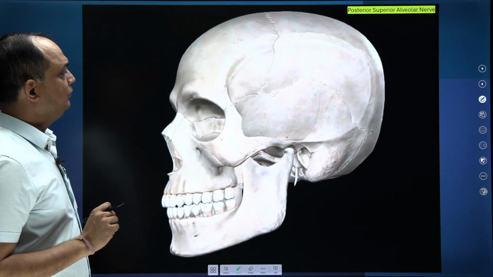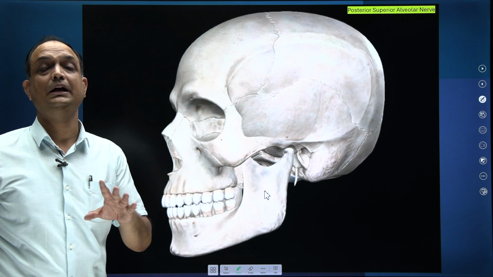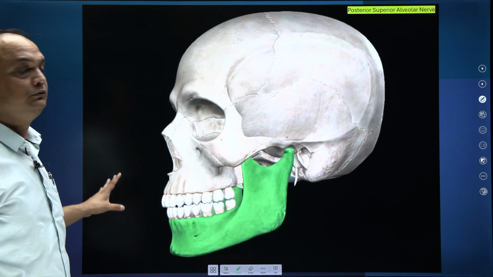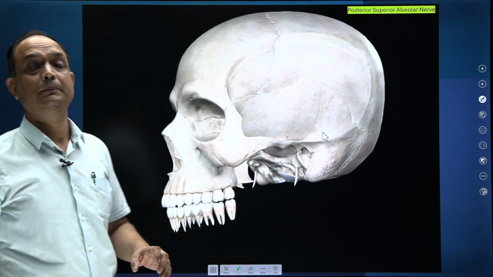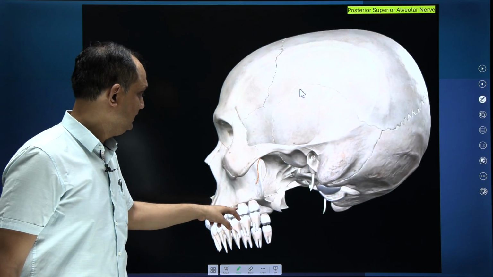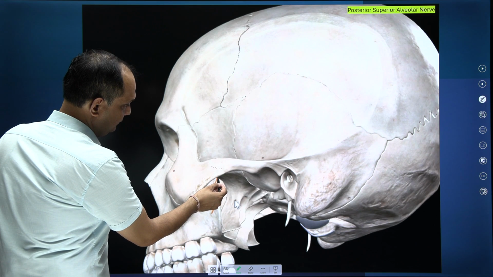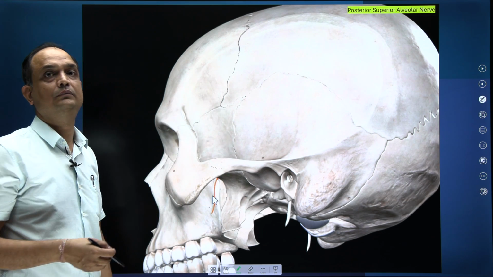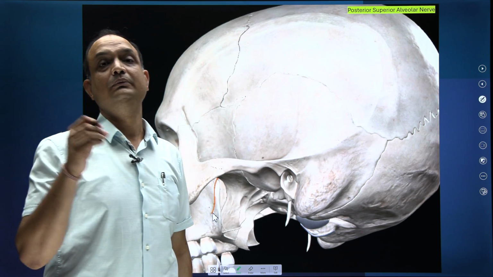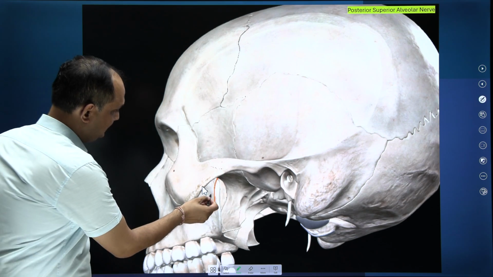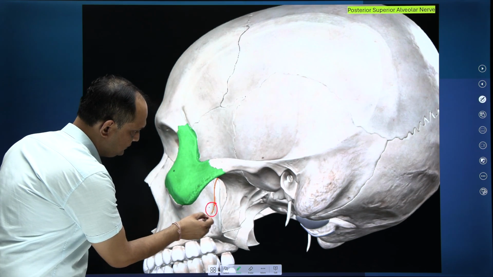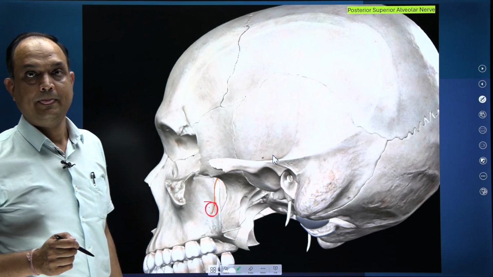Clear? Now we will see the posterior superior alveolar nerve. The posterior superior alveolar nerve is also important because it supplies the posterior teeth. Here you can see that this is the posterior superior alveolar nerve, which comes down from the pterygopalatine fossa from the maxillary nerve, and then these nerves enter the bone at this point. Clear?